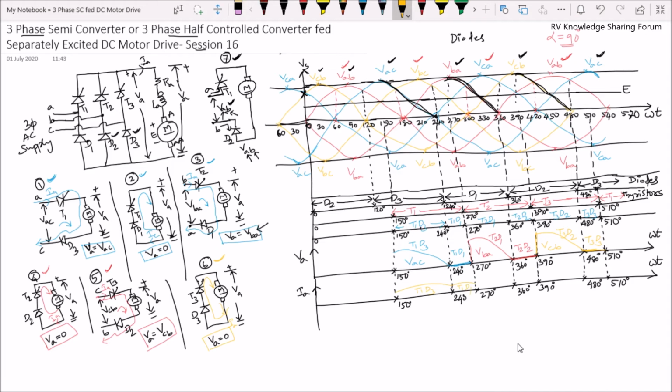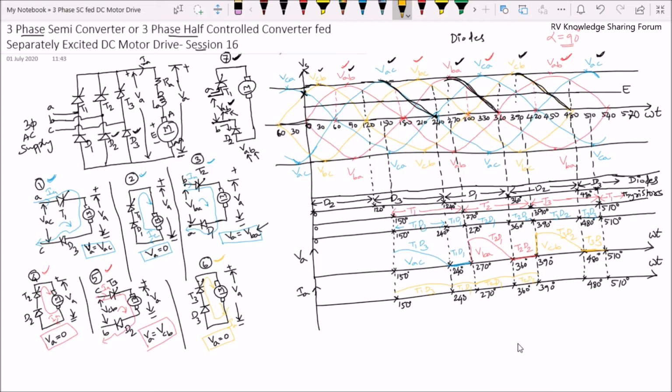And again from 270 degrees to 360 degrees, the current is flowing through the thyristor T2 and the diode D1. And again from the angle of 360 degrees to 390 degrees, the current is flowing through the thyristor T2 and the diode D2, and the output voltage is 0.